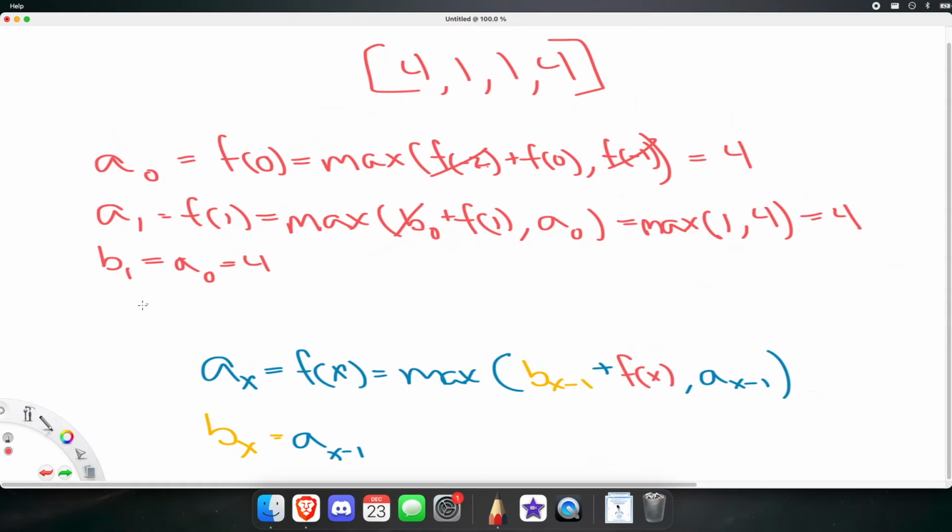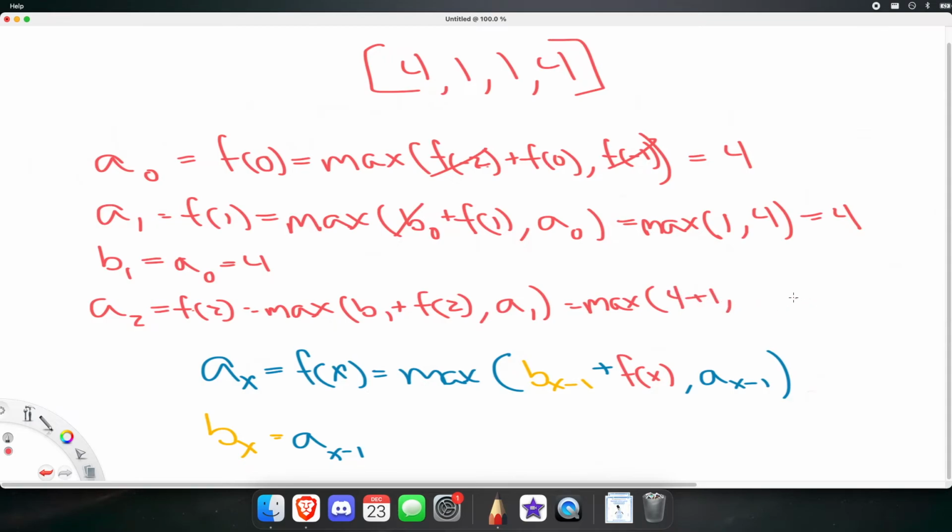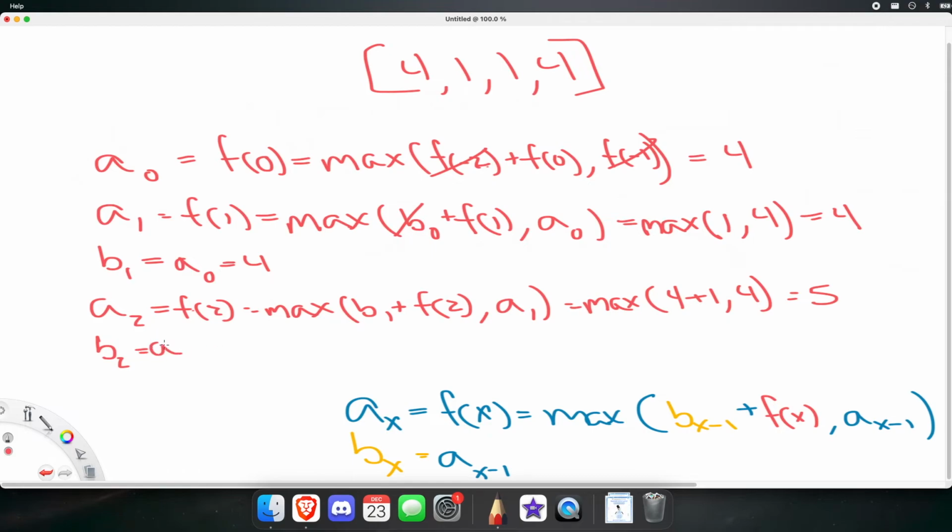Now, let's continue to the next iteration. A of 2 is equal to f of 2, which is equal to the max of b of 1 plus f of 2 or a of 1. This will be equal to the max of 4 plus 1 or 4. And of course, we would choose the 5 over the 4. Now b of 2 is equal to a of 1, which is equal to 4. This is getting pretty messy, so let me move some things around. Like I said, b of 2 is now a of 1, which was 4.